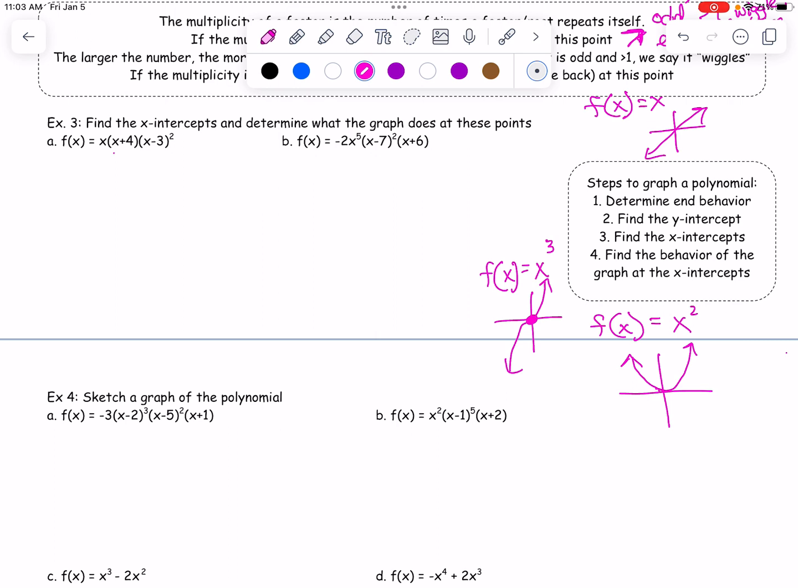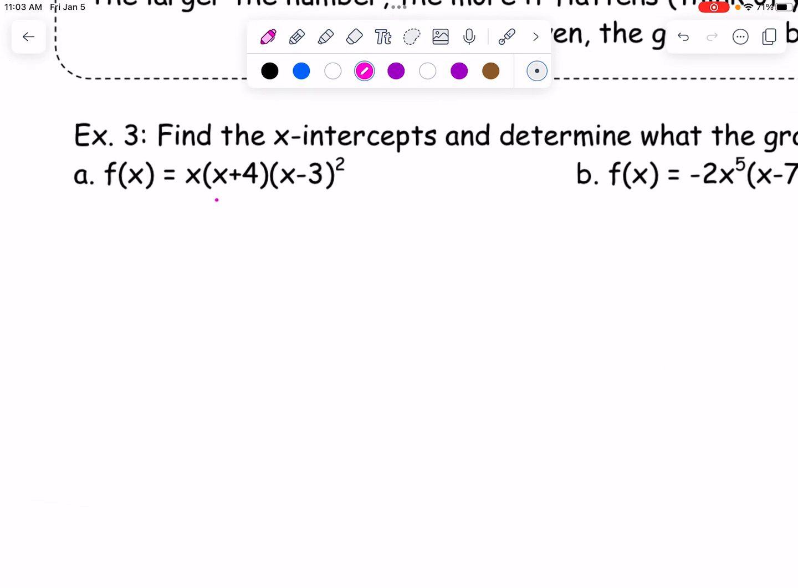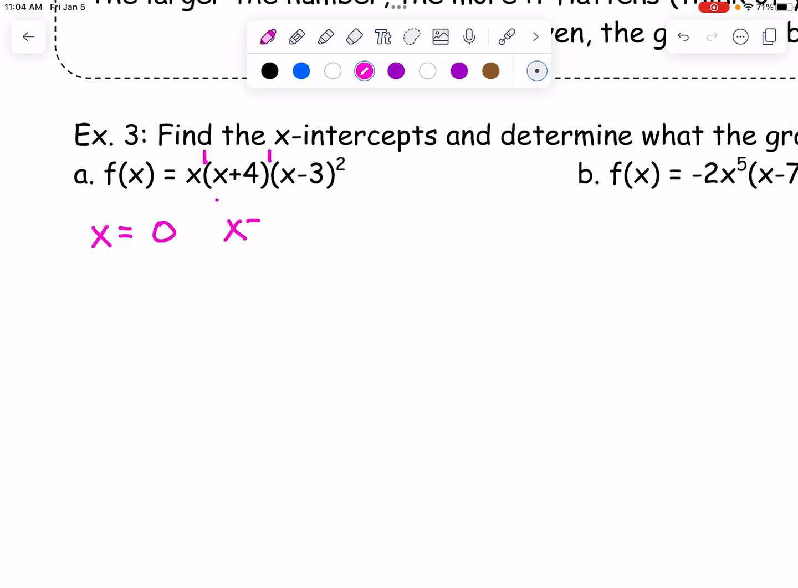So this first one, you want to give everything its own exponent. Well, at x, my x-intercept is 0. At x plus 4, my x-intercept is negative 4. And at x minus 3, my x-intercept is 3.